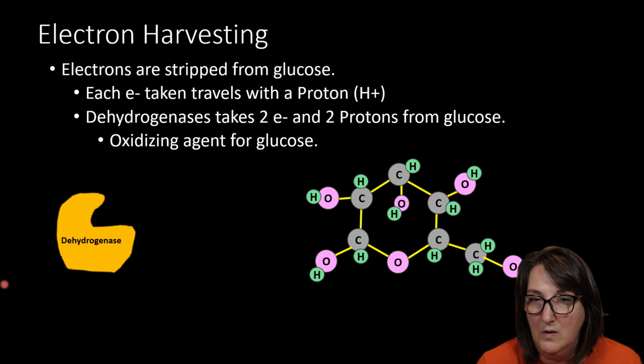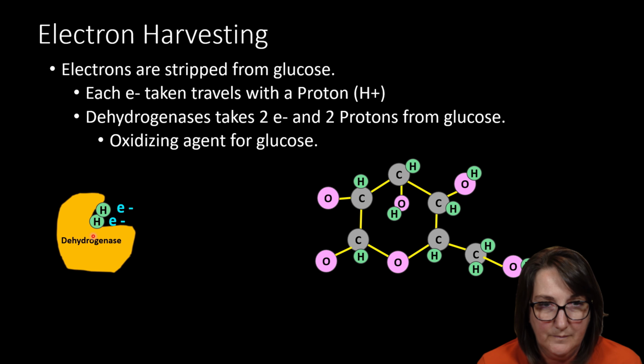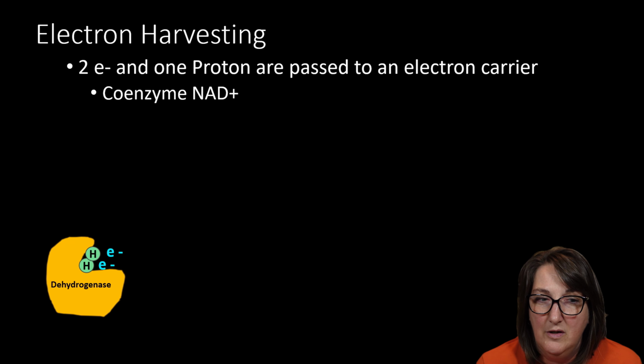So here's my glucose molecule. These H's are going to get pulled off. 2 hydrogen protons are going to get pulled off, and then 2 electrons are going to get pulled in too. So it's going to rip those pieces off or take them off this glucose molecule. Then these 2 electrons and 1 proton are going to get passed to our electron carrier.